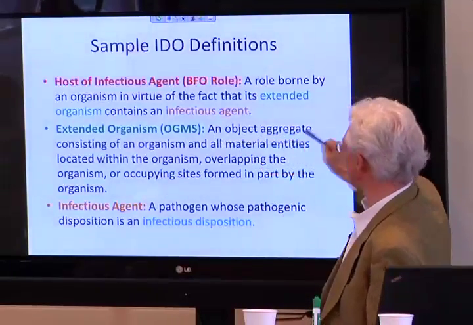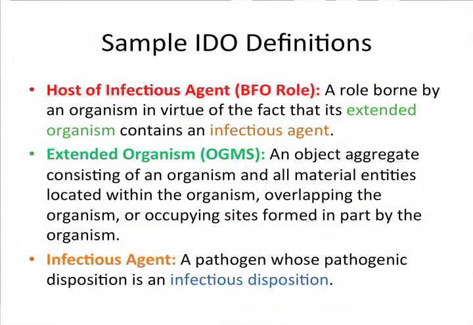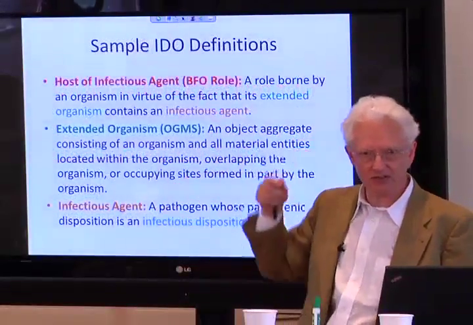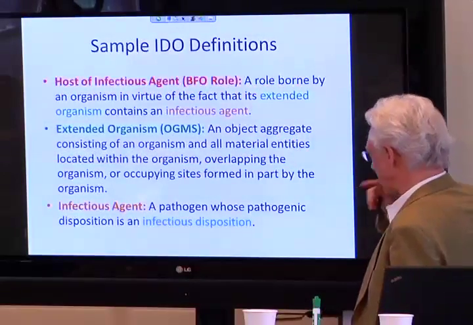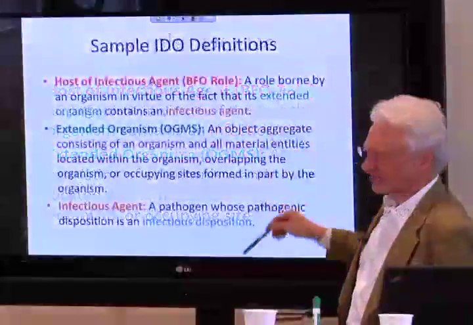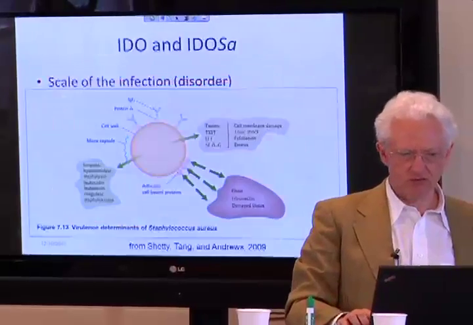And that's actually defined. So an extended organism is an object aggregate consisting of an organism and all material entities located within the organism, overlapping the organism, or occupying sites formed in part by the organism. Where a site is a term in BFO meaning a cavity or hole. An infectious agent is a pathogen whose pathogenic disposition is an infectious disposition. So there are several hundred definitions of that sort, which exist also in logical form.